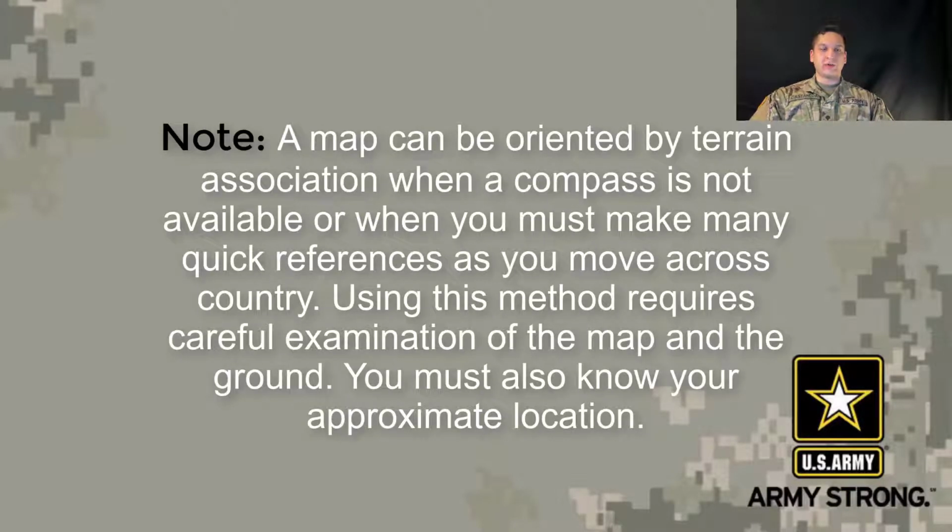As a note, a map can be oriented by terrain association when a compass is not available or when you must take quick references as you move across the environment. Using this method requires careful examination of the map and the ground. You must also know your approximate location prior to starting this.